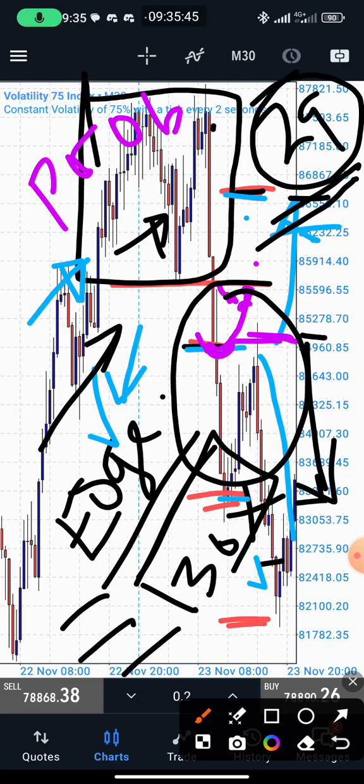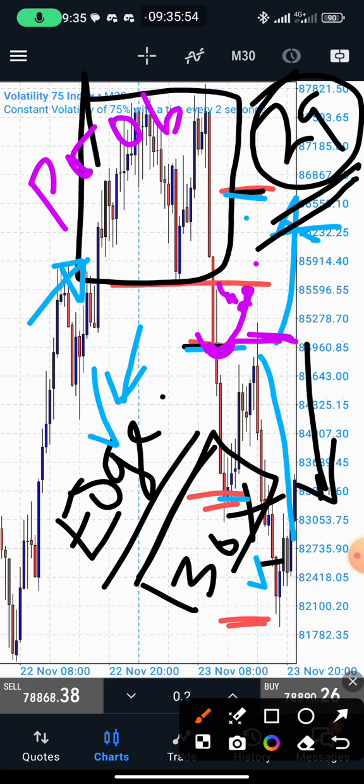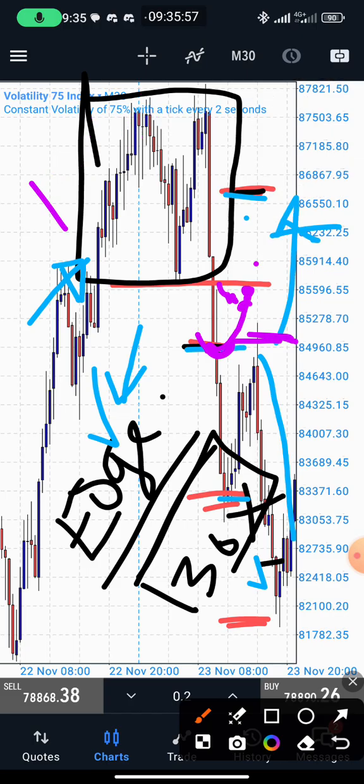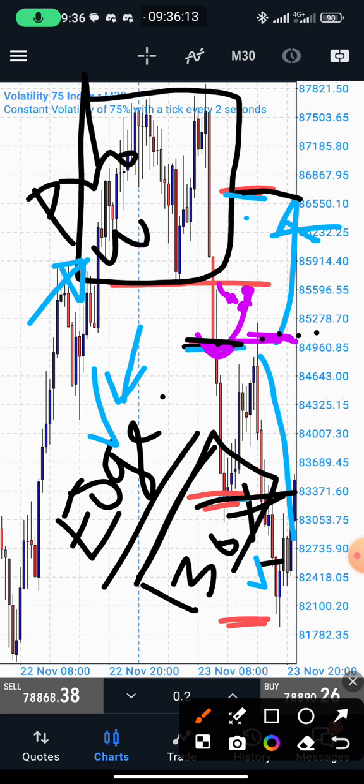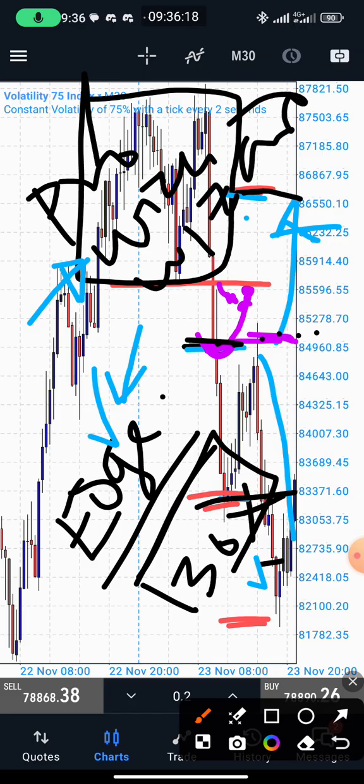Okay, so when you find your entry there, let me go back. When you find your entry there, you put your stop loss with your target. That's all. There's no other thing to do. There's no prediction you can do from here, because nobody knows what will happen next. Even if you are a prophet, a witch, or a wizard, there's no way to know what will happen here.